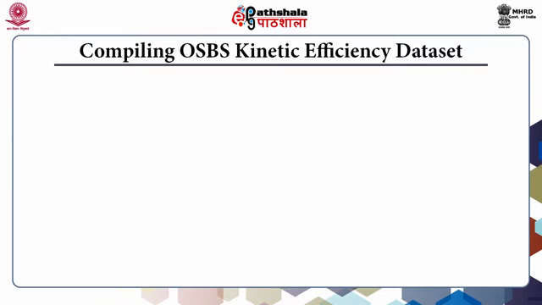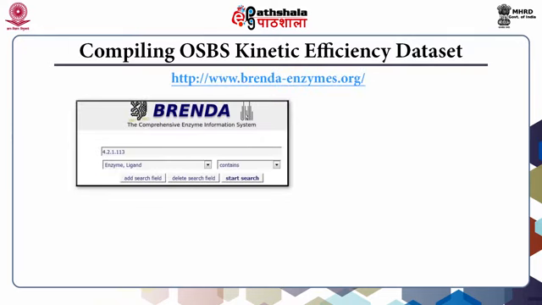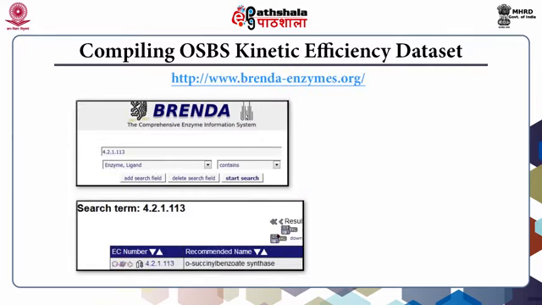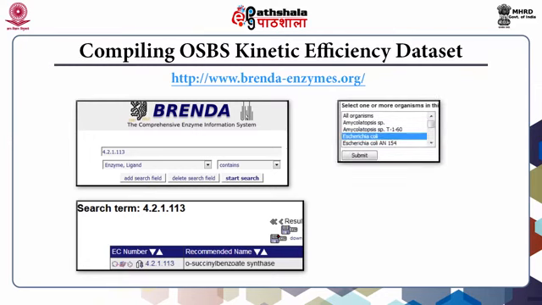Now visit the BRENDA enzyme kinetics database and search for the EC number 4.2.1.113 and press the Start Search button. The EC number 4.2.1.113 is the required enzyme and is returned. Therefore, click this enzyme EC number and in the subsequent page, limit your search to E. coli and expand its functional parameters.